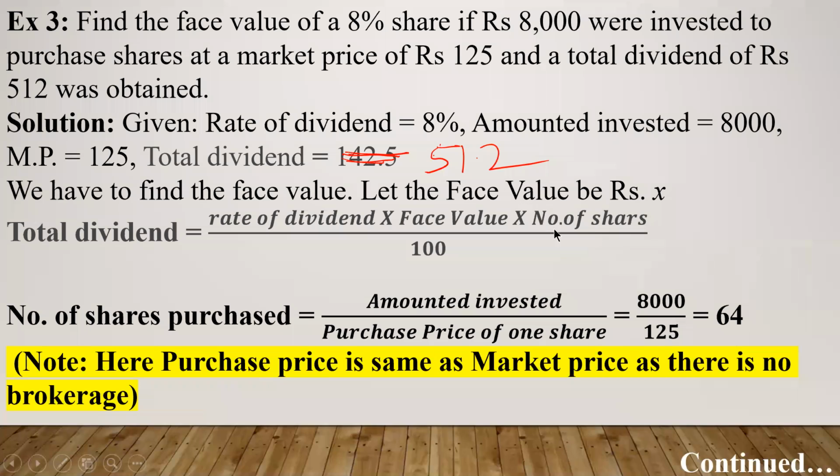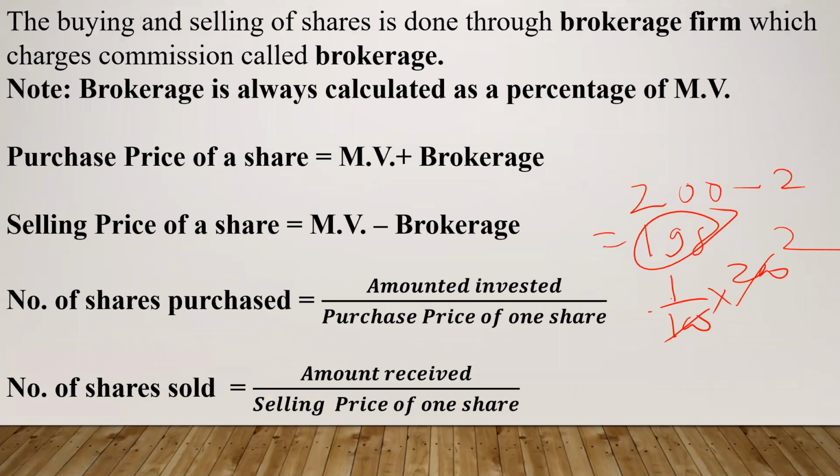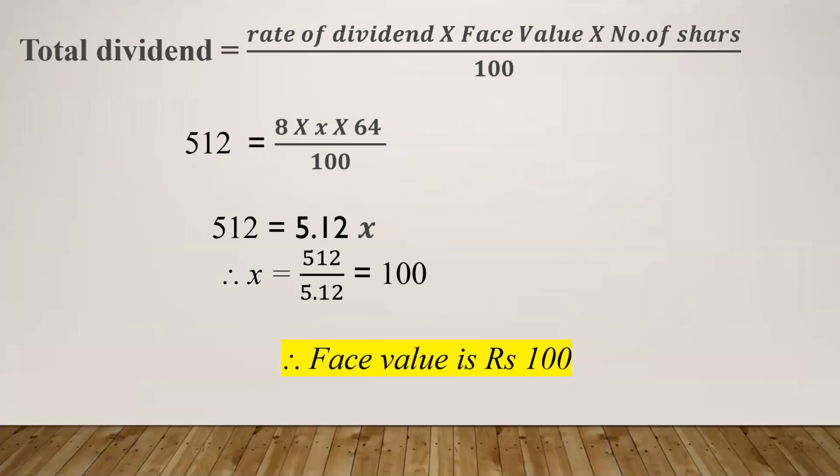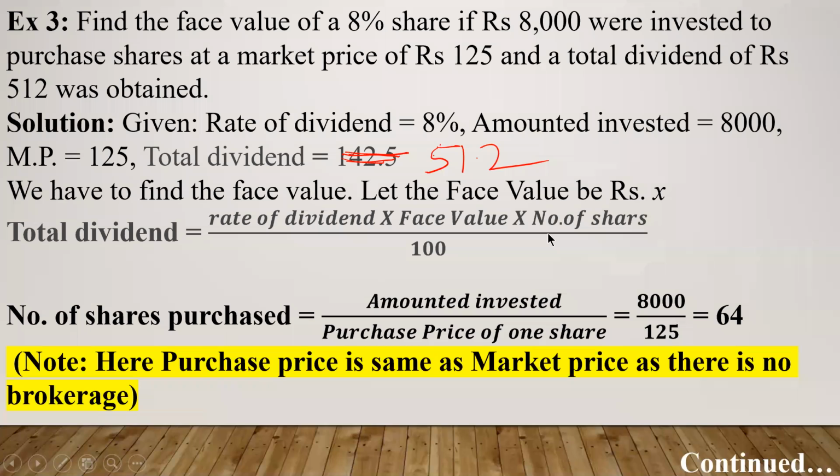So first of all, you will have to find out number of shares. You are not given directly number of shares, but you are given that 8,000 amount was invested to purchase the shares. So number of shares purchased, how will you calculate? It is amount invested divided by purchase price of share. I have given you here, no? See here. Number of shares purchased is amount invested divided by purchase price of share. Number of shares was not given to me. Instead, I was given that amount invested is 8,000. So number of shares, how will I calculate? Amount invested divided by purchase price of the share.